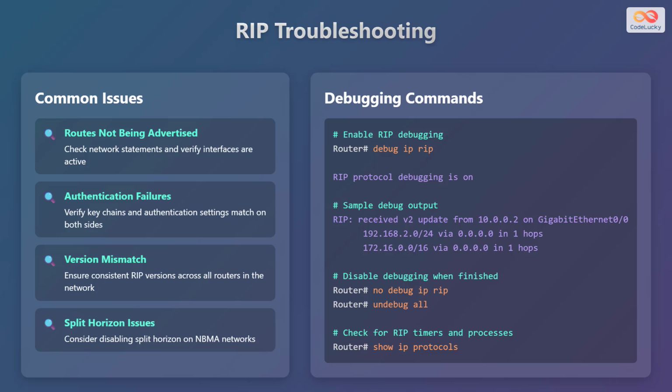Here are some useful debugging commands. Use the debug ip rip command to enable RIP debugging. This will show real-time RIP update information. Use the no debug ip rip command to disable RIP debugging. Also, the undebug all command can be used to turn off all debugging. The show ip protocols command is useful for checking RIP timers and processes.